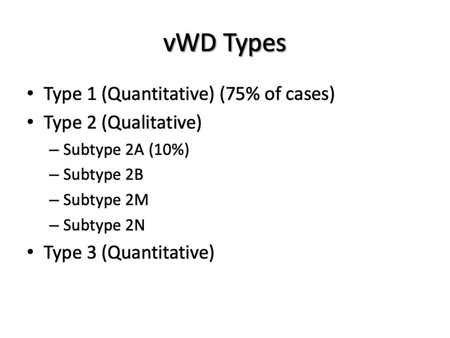Von Willebrand factor antigen and von Willebrand factor RCO, which is activity, are both decreased. Type 2 is a qualitative abnormality leading to a decreased function of von Willebrand factor. Subtype 2A accounts for around 10% of all cases.